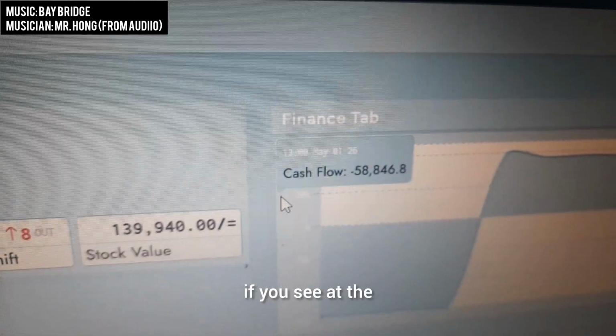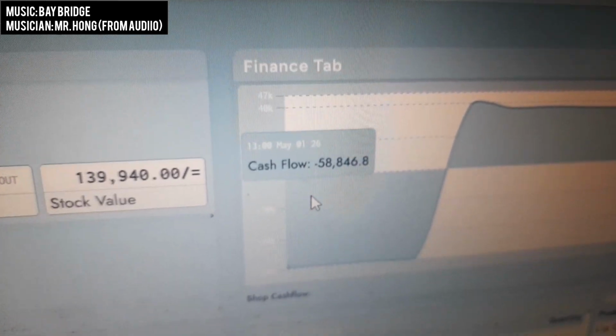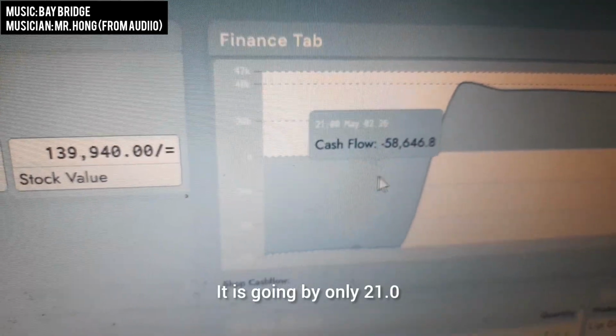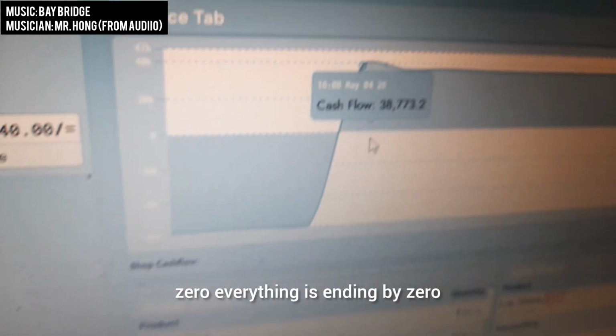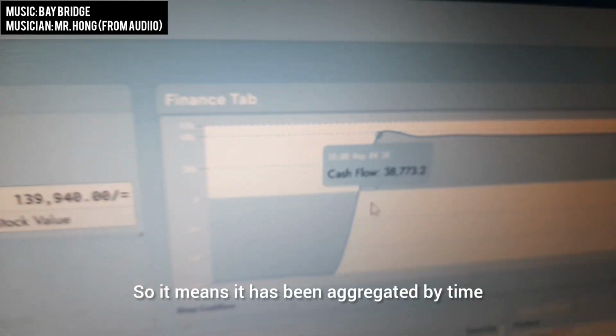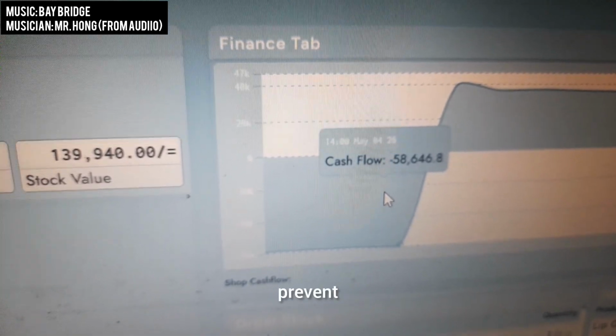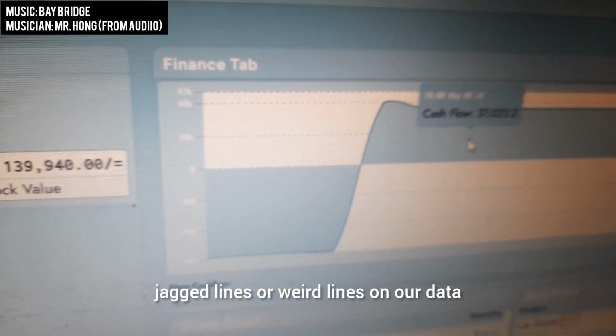If you look at the hover element there, you can see it is going by only 21.0. Everything is ending by 0, so it means it has been aggregated by time. And this was done in order to prevent jagged lines or weird lines on our data.